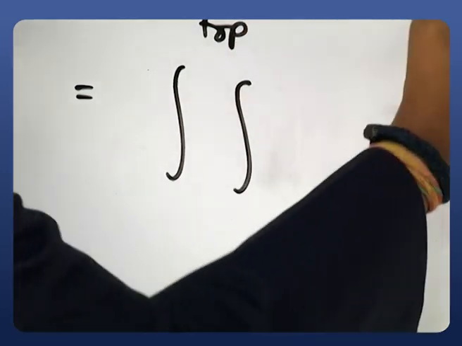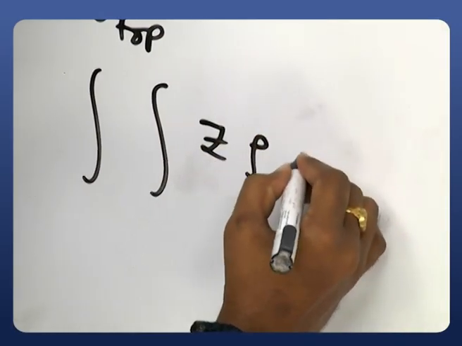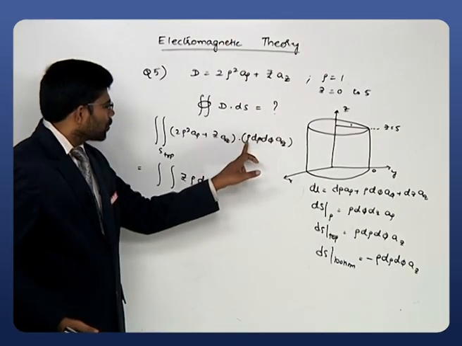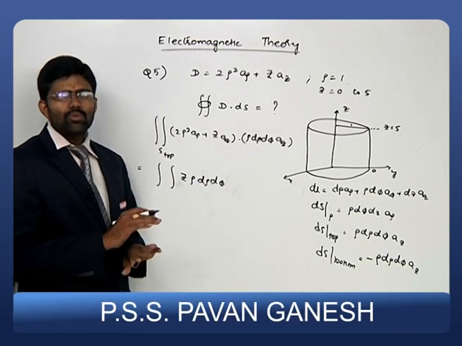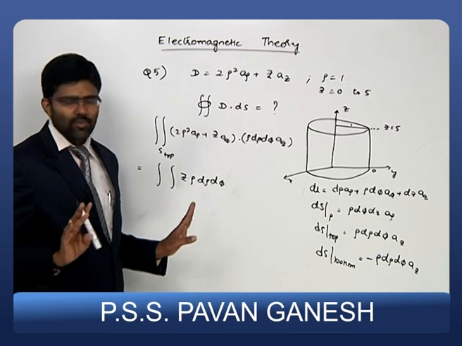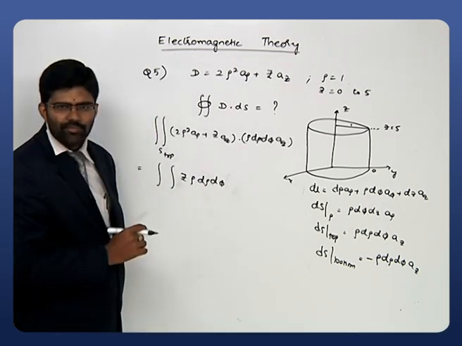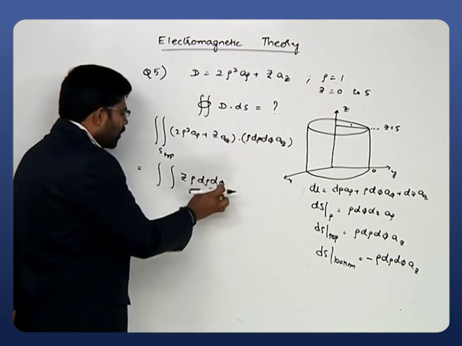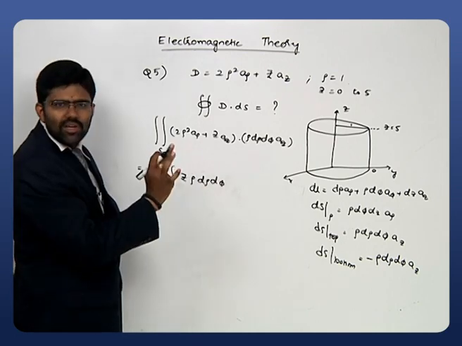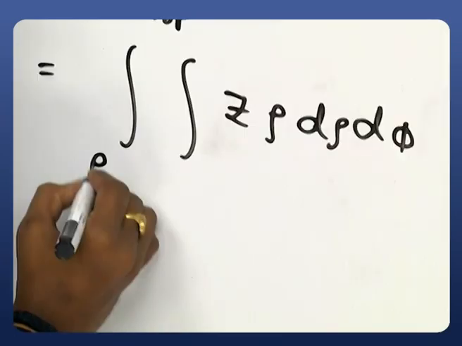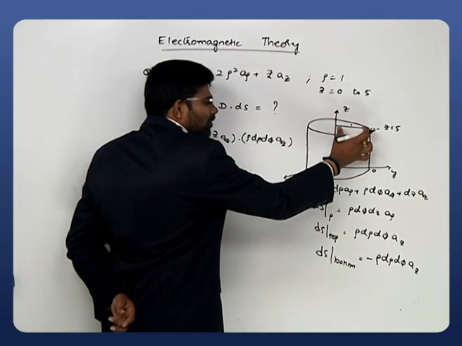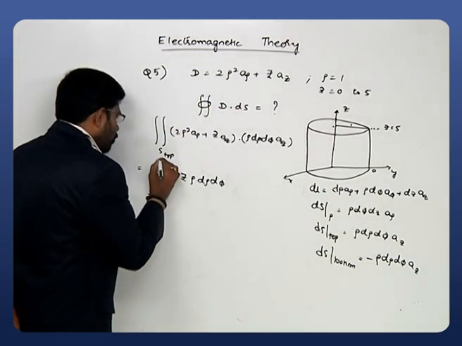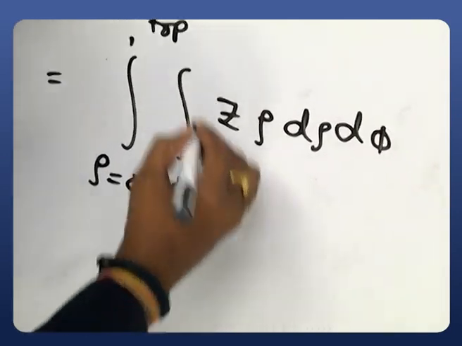So the double integral of this one is z rho d phi d rho, since az dot az is 1. Once again I am saying, don't go for any rigorous mathematical analysis. Just observe the differential quantities we have here. The differential quantities are d rho and d phi, so we need to take the limits for rho and phi only, nothing more than that. Now, what is the value of rho? Rho is given as 1, even though it is given as 1, it extends from 0 to 1. So the rho value is simply 0 to 1 and the phi value is once again 0 to 2 pi.